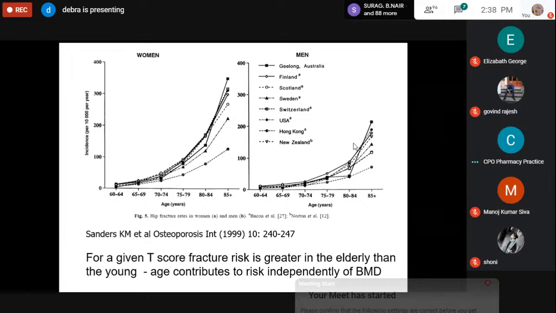Looking at the different countries, Australia is represented by the filled-in square box, whereas you can see that for Hong Kong, for women it is maybe delayed a little bit to 75 years of age, where that next inflection point is for increased risk of fracture. So age contributes to risk independently of the bone mineral density.